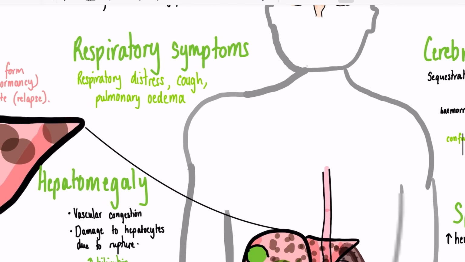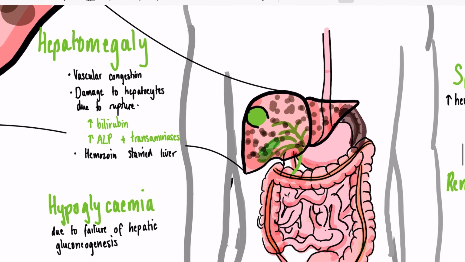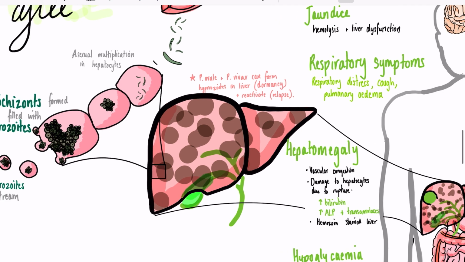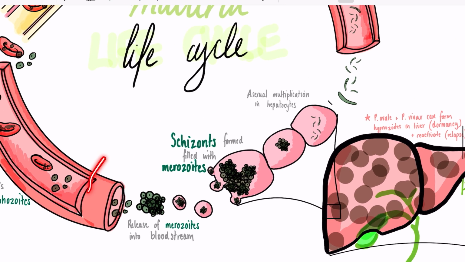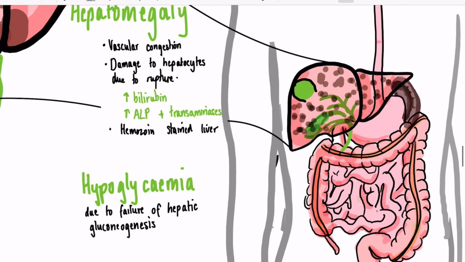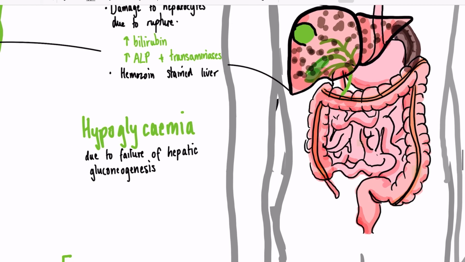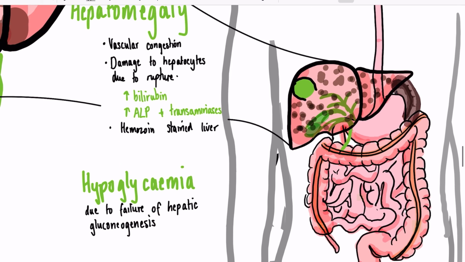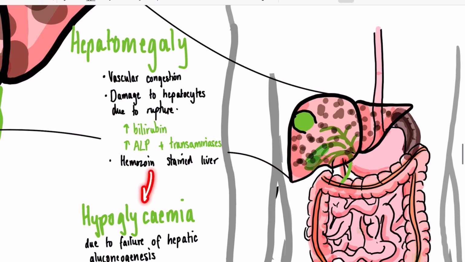You're also going to get respiratory symptoms such as respiratory distress, cough, and pulmonary edema. You'll get hepatomegaly due to vascular congestion, again from rosettes. Damage to hepatocytes due to rupture during the release of merozoites into the bloodstream. You're going to get a hemozoin-stained liver. You can also get hypoglycemia due to the failure of hepatic gluconeogenesis, so that's more secondary to the hepatic dysfunction.